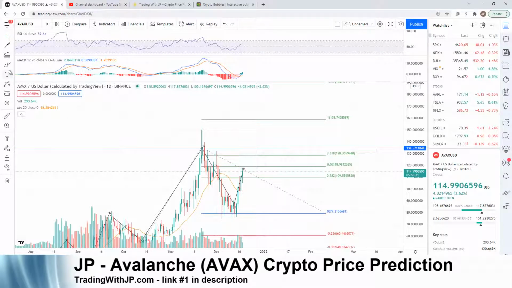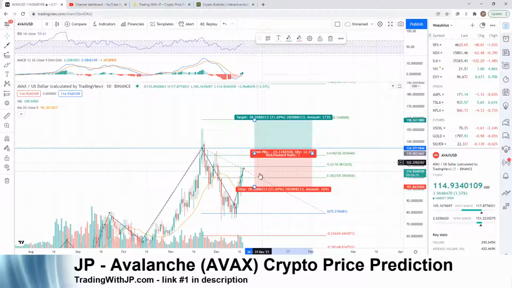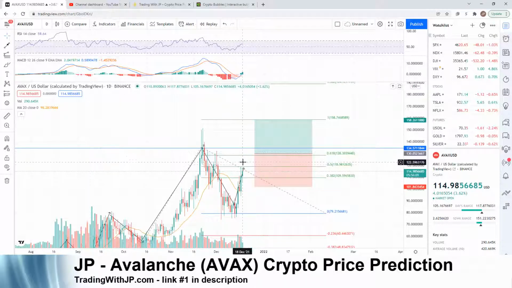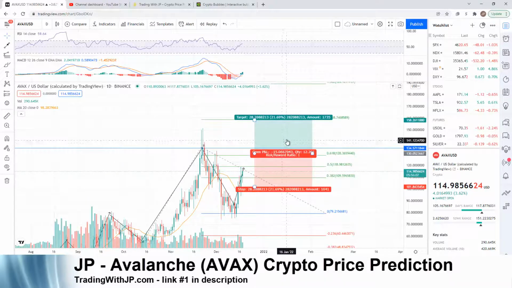And let's go ahead and just say if we were to do a long position, let's say over the course of the next couple of days or so, it ends up getting to about $130. That actually worked out pretty well. So if I do a 1-to-1 risk to reward, I buy it at 130, I sell it at 158. That's going to be a 21.69% gain. So that's definitely a pretty good gain.